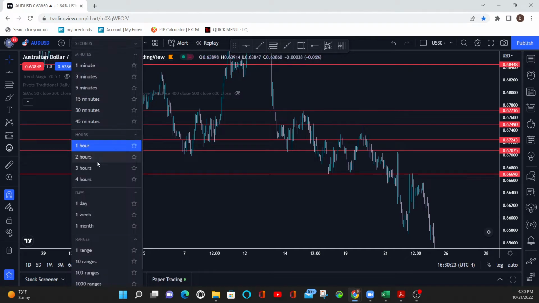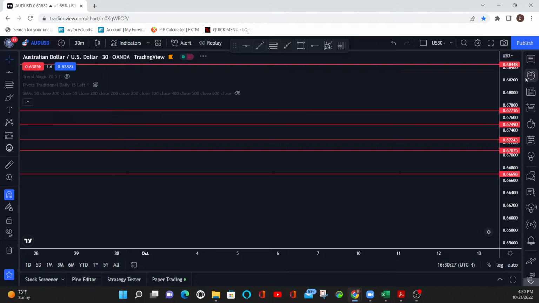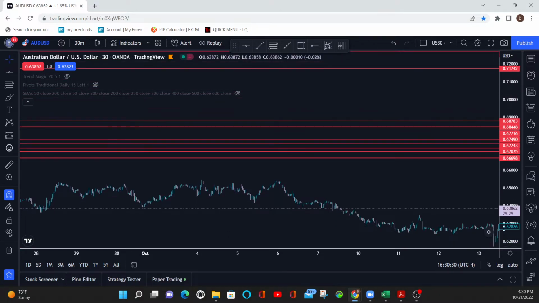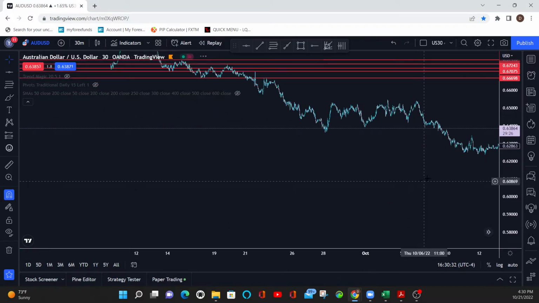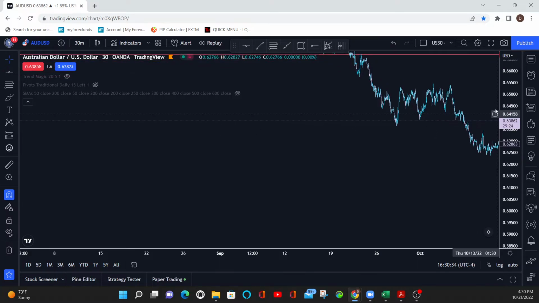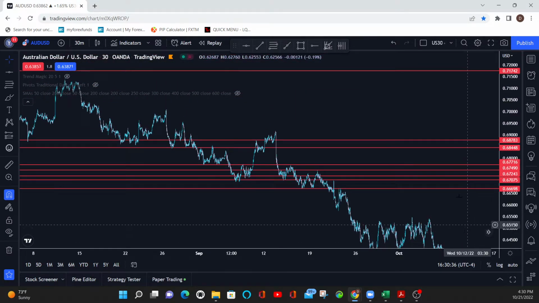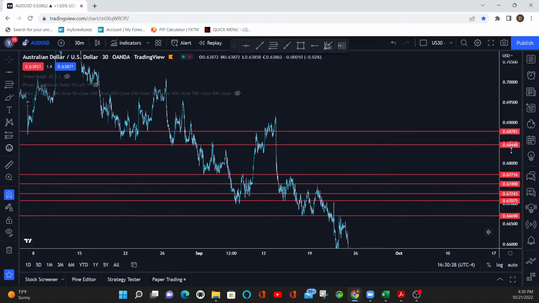But this is the 1 hour. I want to now bust down to, let's go to the 30-minute. And every time you go down to a lower level, you could adjust your support and resistance. I could have drawn more, but I just want you guys to see this.